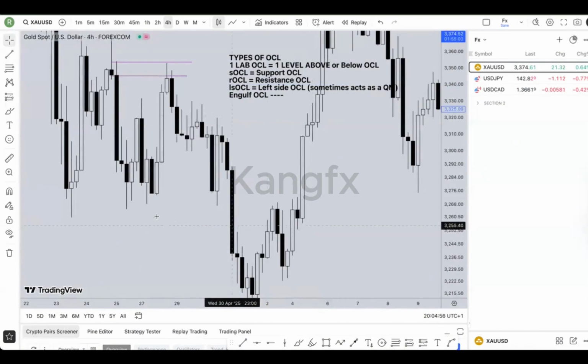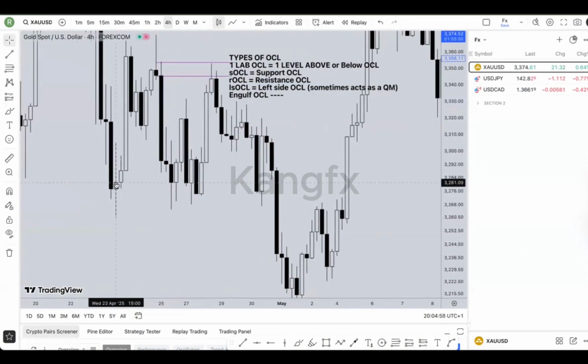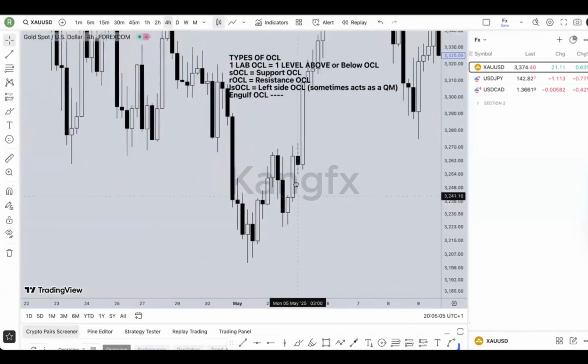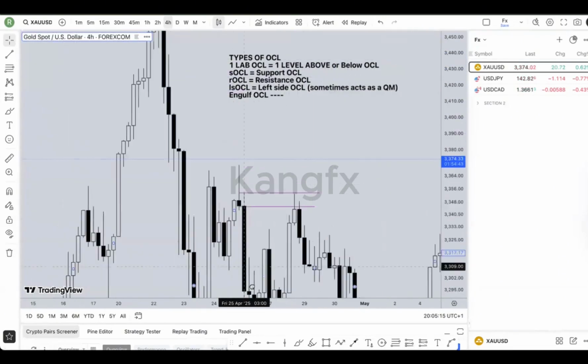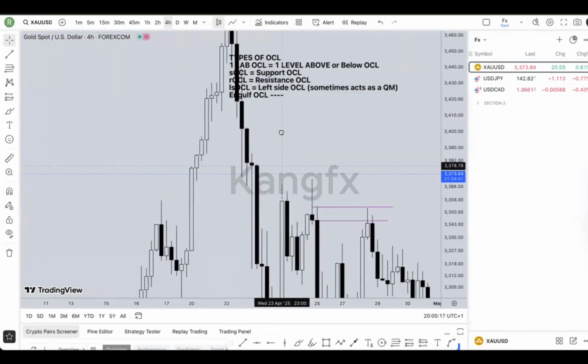So you're going to learn how to use that also. This is a support OCL. You're going to know when support and resistance OCL is valid to use. Okay. Because you might be confused, this is support OCL, this is a support here. So which of them should I use? You're going to learn that when we get to that part. So that is it for support and resistance OCL.